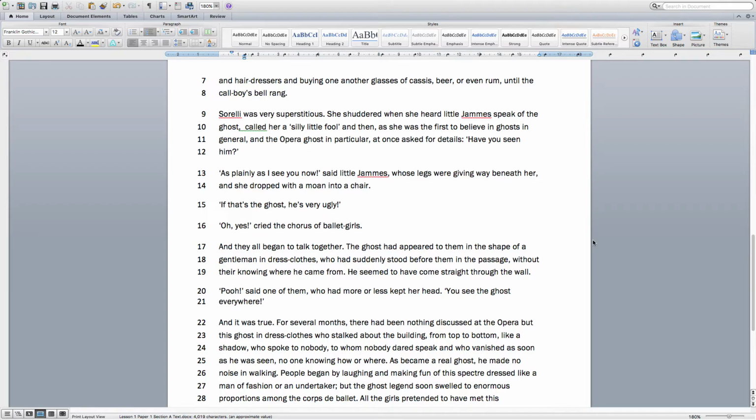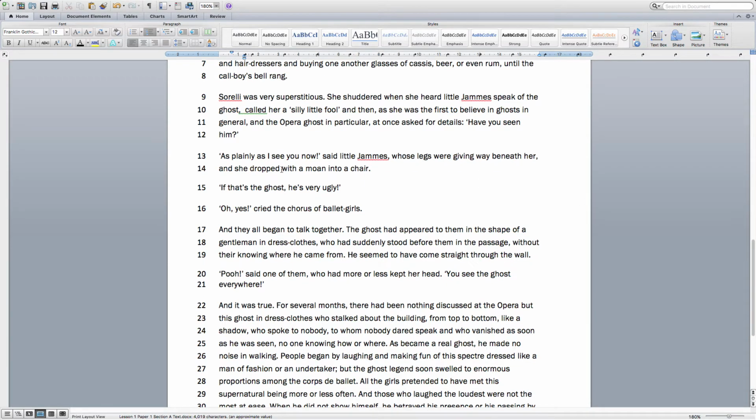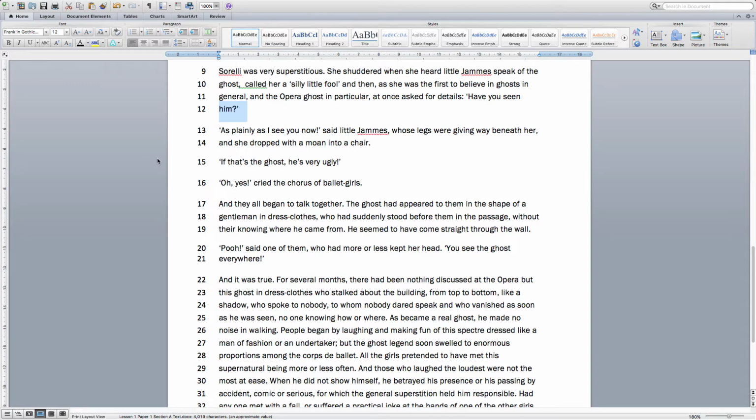Sorelli was very superstitious. She shuddered when she heard little James speaking of the ghost, called her a silly little fool, and then, as she was the first to believe in ghosts in general, and the opera ghost in particular, at once asked for details. Have you seen him? As plainly as I see you now, said little Hannes, whose legs were giving way beneath her, and she dropped with a moan into a chair. If that's the ghost, he's very ugly. Oh yes, cried the chorus of ballet girls. And they all began to talk together.